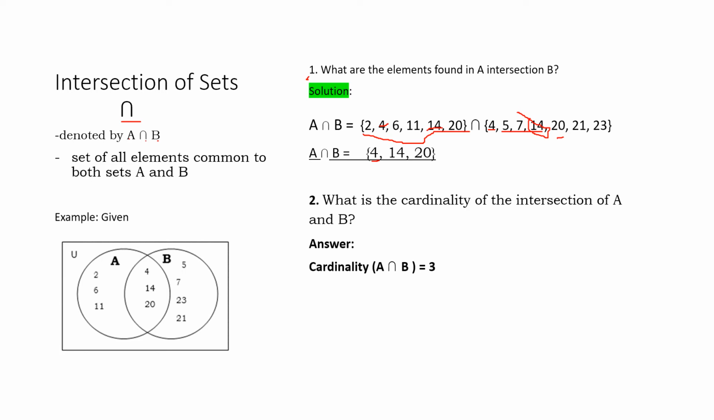Okay? Number 2. What is the cardinality of the intersection of A and B? Again, cardinality. When we say cardinality, count how many elements. Ang ika-count mo yung intersection ng A and B, which is in number 1. Ilan ang elements dito? We have 3. So, cardinality of A intersection B is 3.